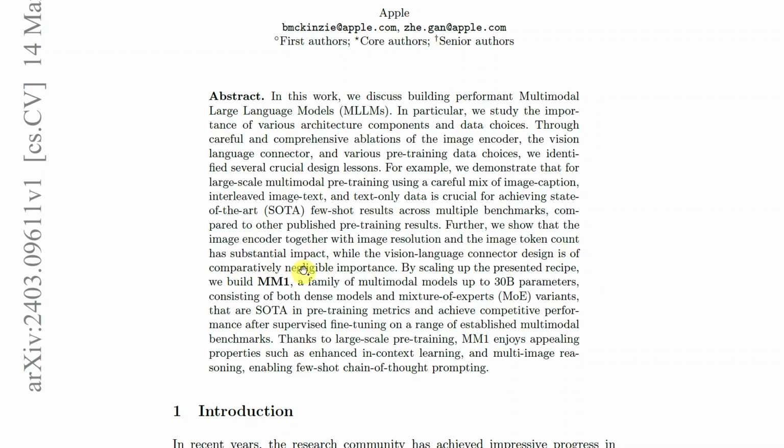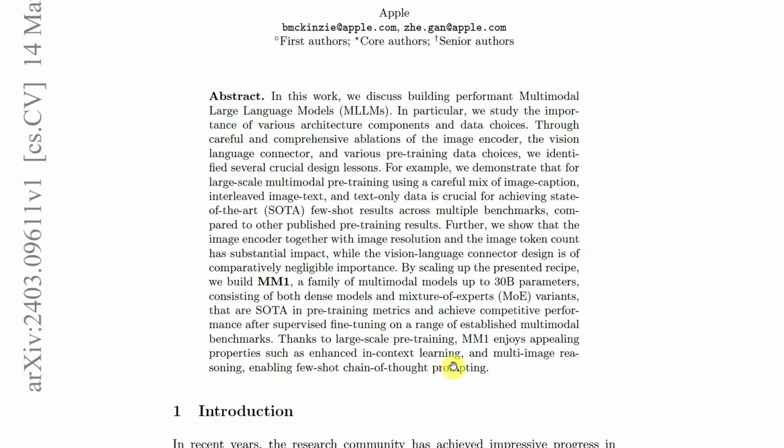By scaling up the presented recipe, we build MM1, a family of multimodal models up to 30 billion parameters, consisting of both dense and mixture-of-experts variants, that are state of the art in pre-training metrics and achieve competitive performance after supervised fine-tuning on a range of established multimodal benchmarks. Thanks to large-scale pre-training, MM1 enjoys appealing properties such as enhanced in-context learning and multi-image reasoning, enabling few-shot chain-of-thought prompting.